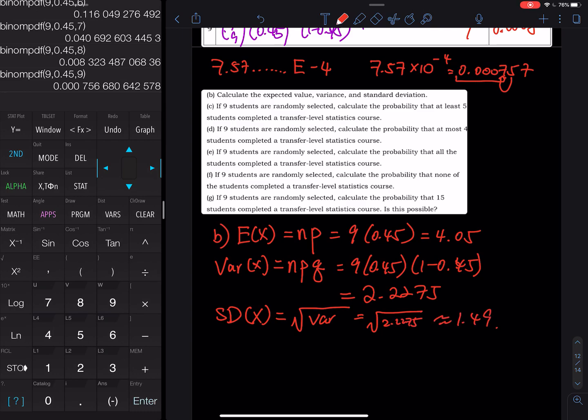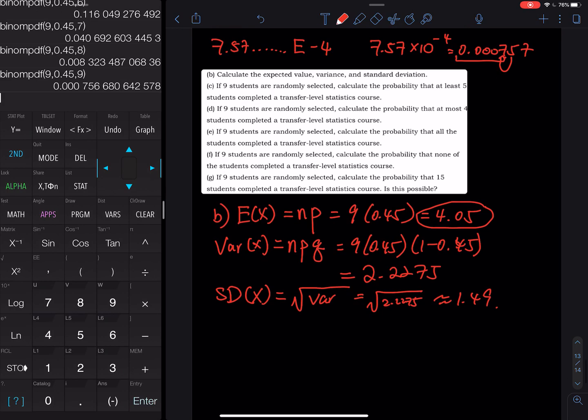All right, what does the 4.05 mean? 4.05 means if you keep taking 9 students out randomly from that college, okay? Every time you grab 9 students out, in the long run, I expect to see 4 of them completed the stats course. In the long run, I expect to see 4 out of 9 people completed the stats course.